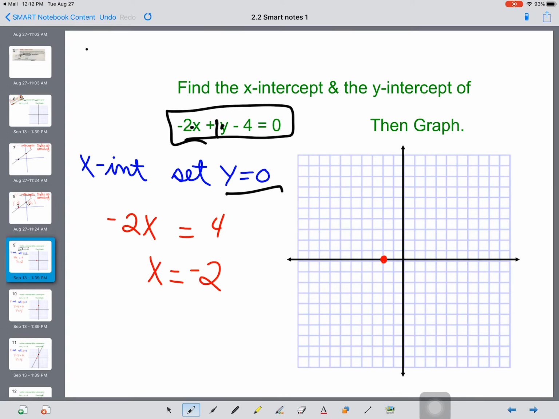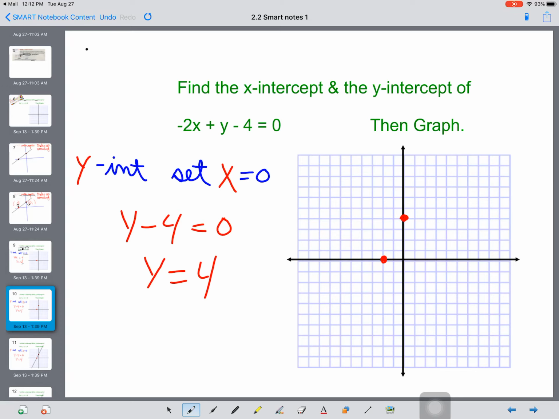So when I set y equal to 0, this, of course, goes away, and I just get negative 2x minus 4. I added the 4 to the other side, and then divide by negative 2. So plot that point. The x-coordinate is negative 2. The y-coordinate, y-intercept, well, you're going to set the x-coordinate equal to 0. To do that, when x goes to 0, that goes away, and it's just y minus 4, add 4, and you get y equals 4. And then to graph it, we just connect the dots, right?